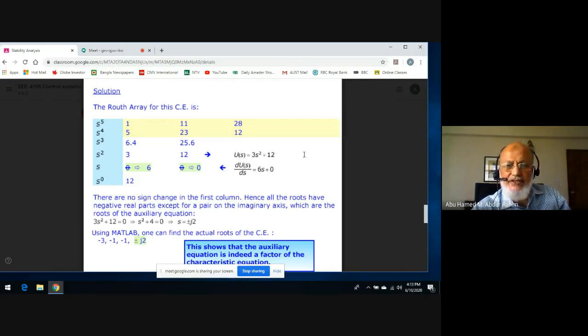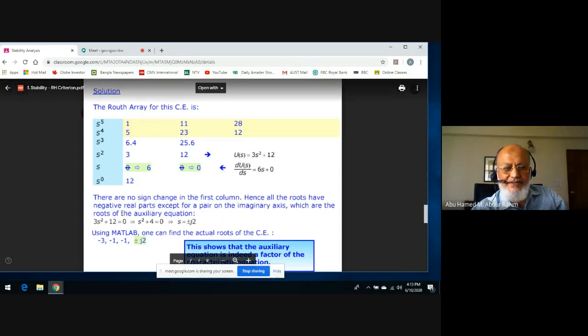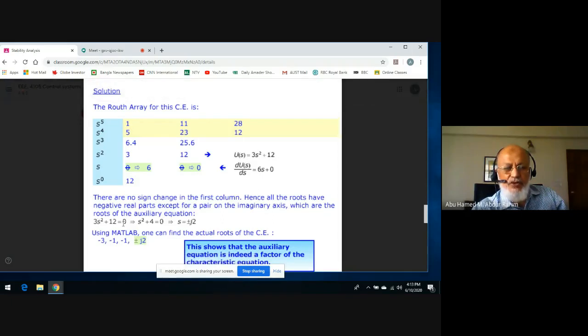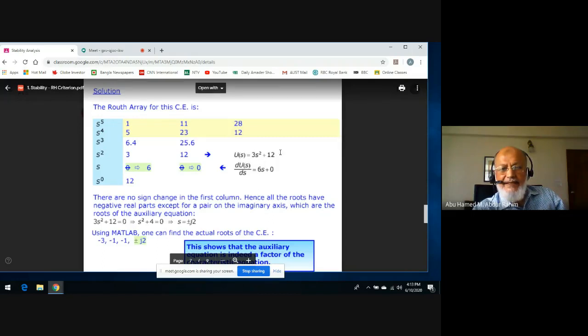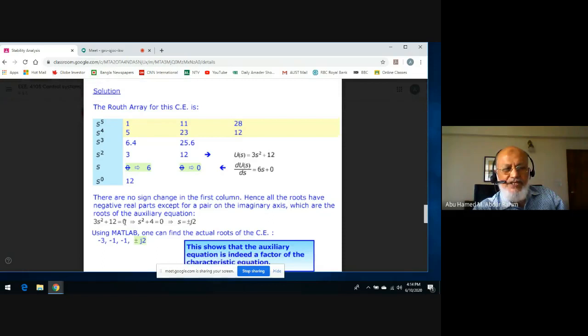So set it to 3s square plus 12, solve for s. 3s square plus 12 equals 0. Put it like this. Do you follow me? Look at the auxiliary equation, and the solution of the auxiliary equation will give you roots, the exact location of the roots, sum of the roots.